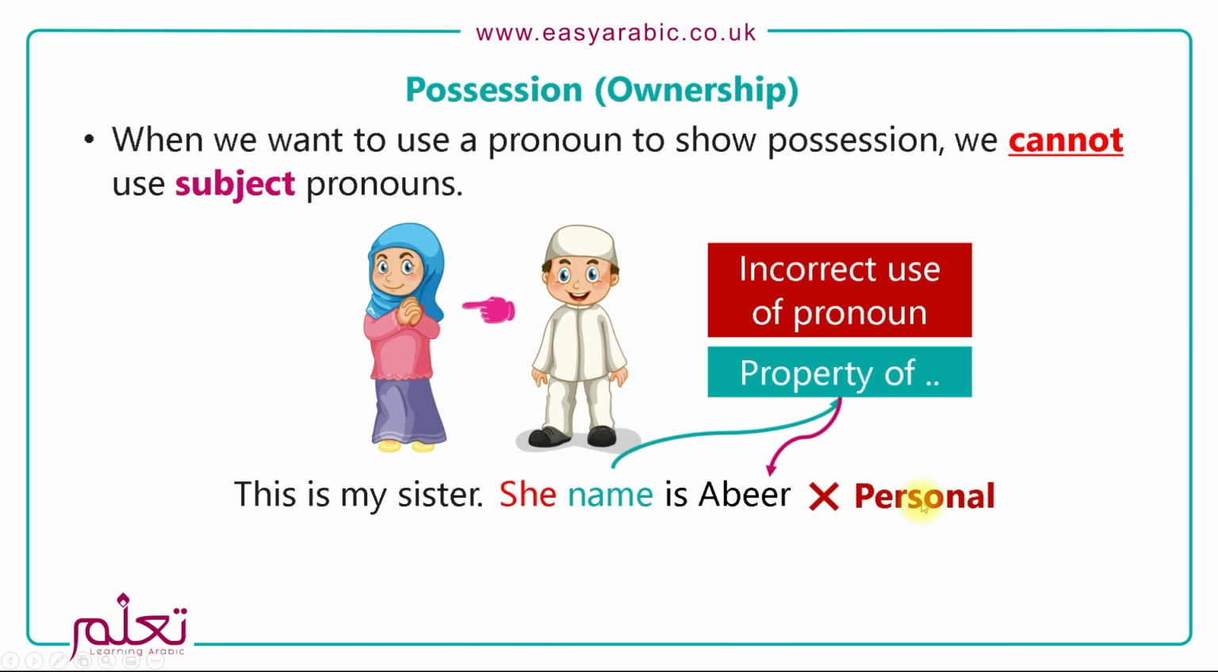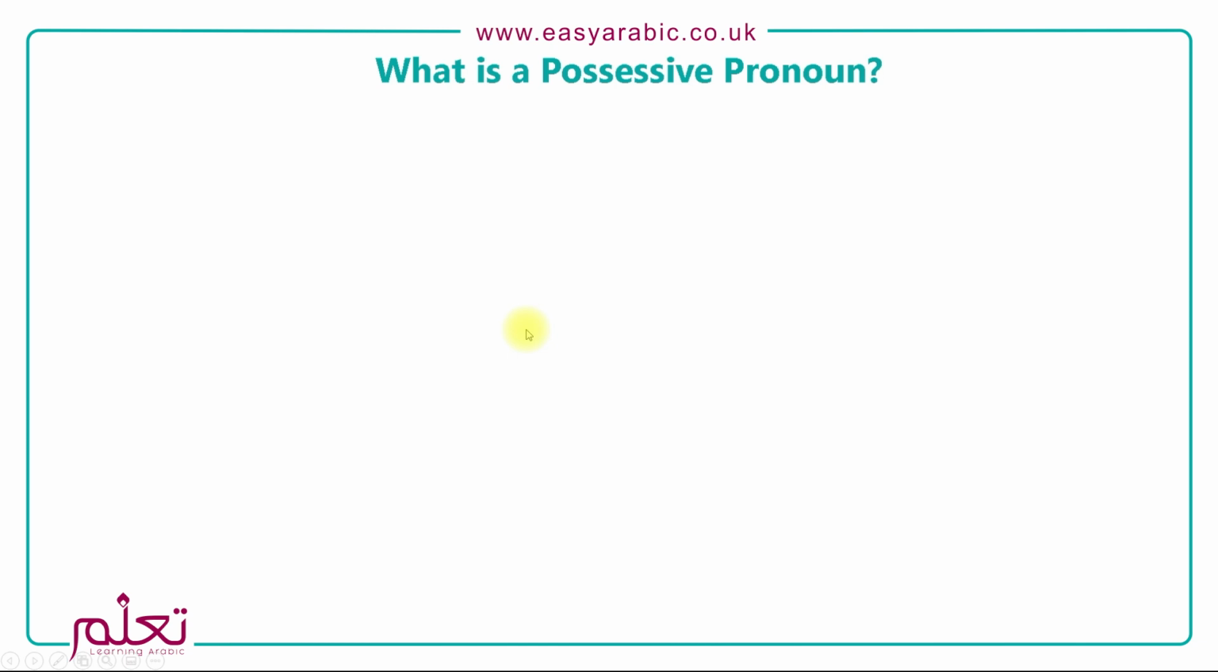So here what we have to do is change that she to a possessive pronoun. So then we say her name is Abeer. So here then it makes sense. So this is my sister, her name is Abeer. So we're saying that the possession or the ownership is the name that belongs to Abeer. Her name is Abeer. Okay. So what is a possessive pronoun? It's exactly that. It's words that help us show possession or that something belongs to someone.